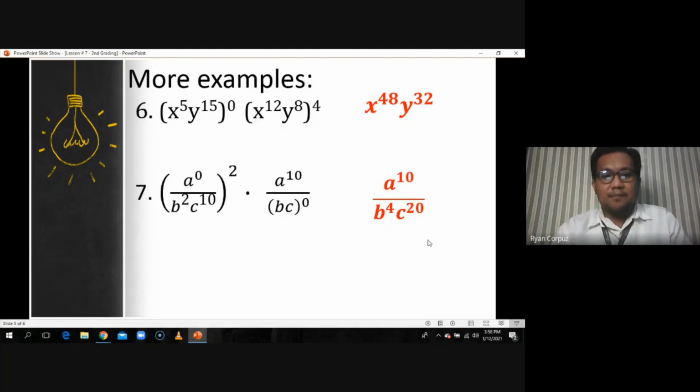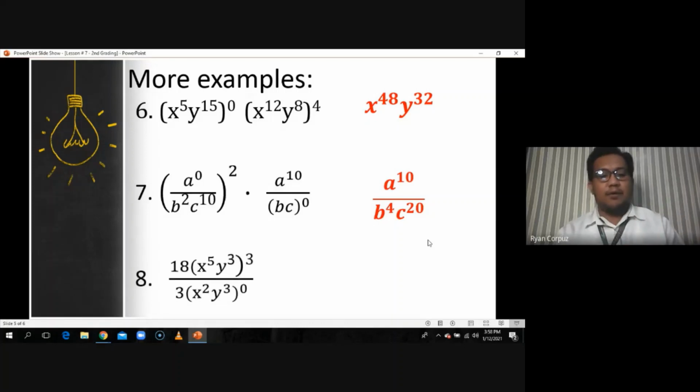So hopefully you got it. But for you to understand it more clearly, let's try another example. So let's try example number 8. Example number 8, the given is 18 times the quantity x raised to 5 y cubed quantity raised to 3 over 3 times the quantity x squared y cubed quantity raised to 0.